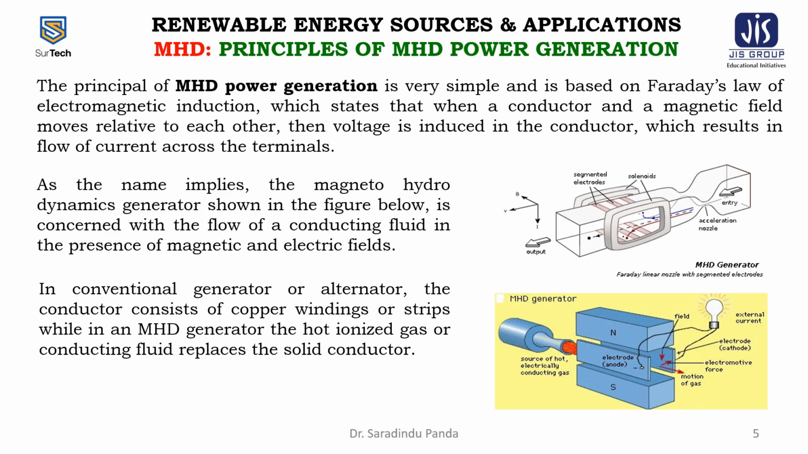In a conventional generator or alternator, the conductor consists of copper windings or strips, while in an MHD generator, the hot ionized gas or conducting fluid replaces the solid conductor.